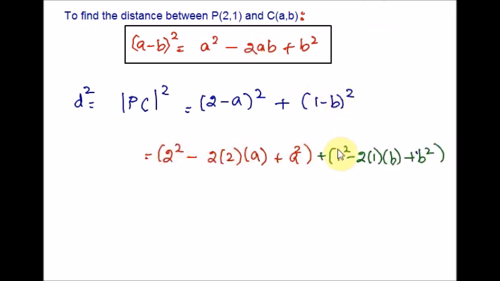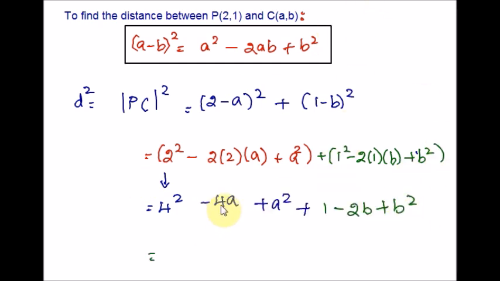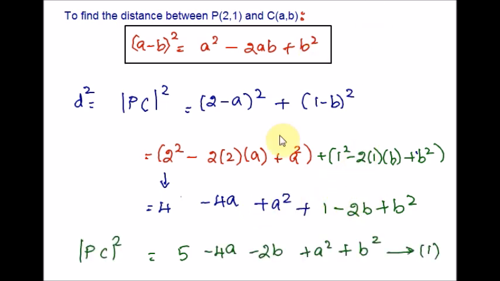Now open the parentheses by distributing the positive sign and then combine the like terms if possible. 2 minus a whole square gives 4 minus 4a plus a square. Now for the second parenthesis, combine the like terms. 4 plus 1 is 5. All the other terms are different. We cannot combine them because you cannot add or subtract unlike terms. So this is the distance from P to the center C. Let this be equation number 1.